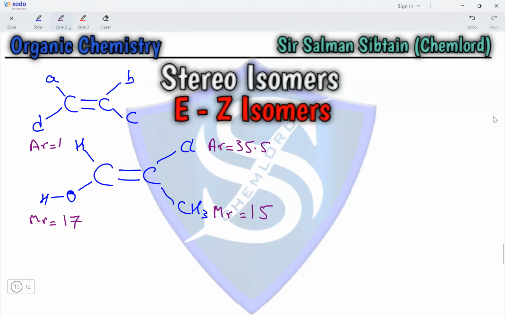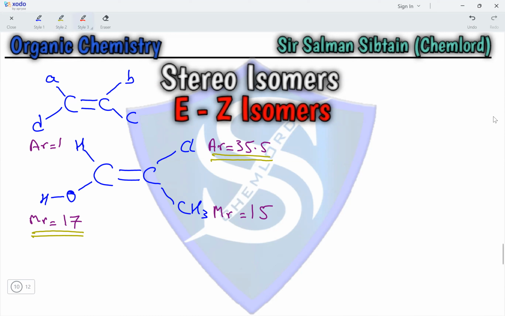So now in EZ isomerism, if on one of the carbon atoms the higher MR is on one side and on the other carbon atom with a double bond the higher MR is on the opposite side. So in the given example, we have the higher MR of 17 on the bottom side and the higher MR of 35.5 on the above side. So the higher MRs are on opposite sides. We can also consider lower MRs, but let's just consider one of the two things, either the higher MRs or the lower MRs. So the higher masses are on opposite sides.